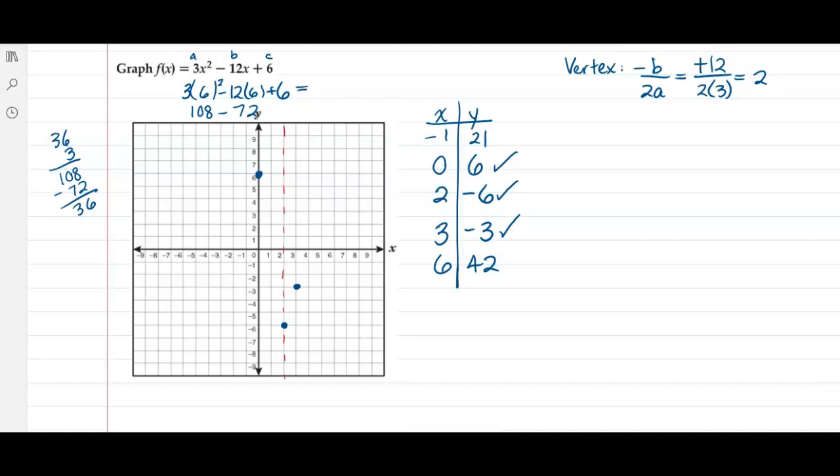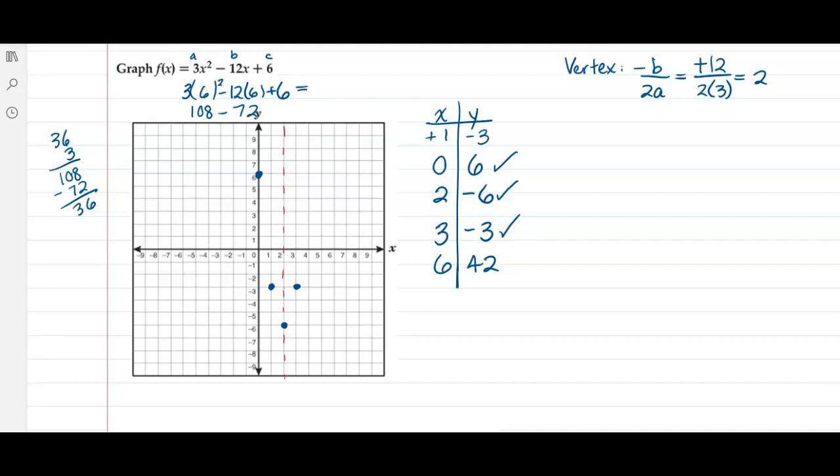But guess what? When you're graphing parabolas, it's a buy one, get one free deal. If you know this point and you know it's symmetric, this point is one space away from the axis of symmetry. So if I go one space past that, I'm going to get a bonus point. I could have chosen +1 and I would have gotten -3 when I plugged it in.